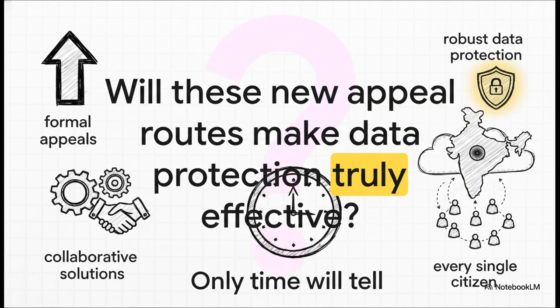And all of this brings us to the big final question. The Act has created these really clear pathways for people to seek justice, from a formal appeal to more cooperative solutions. The real question now is, will these new routes actually work in the real world to make data protection in India strong and accessible for every single one of us? I guess only time will tell.